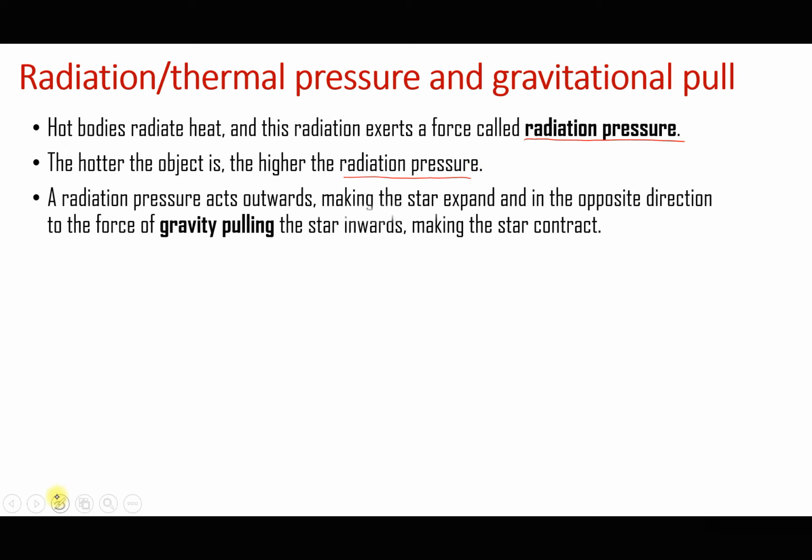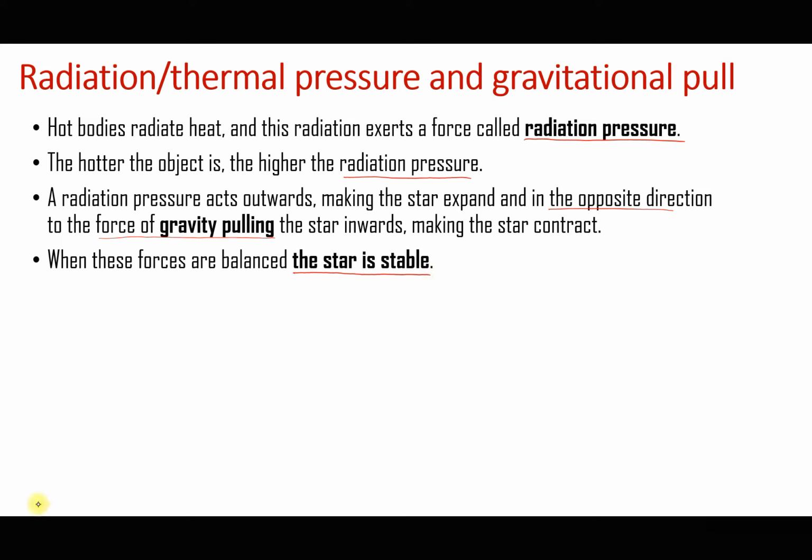So radiation pressure acts outwards, making the star expand, in the opposite direction to the force of gravity pulling the star inwards, making the star contract. So the force of gravity pulls the star inwards, so it contracts the star, while the radiation pressure or the thermal pressure acts outwards, making the star expand. So these two forces must be balanced for the star to become stable. When the forces are balanced, the star is said to be stable.